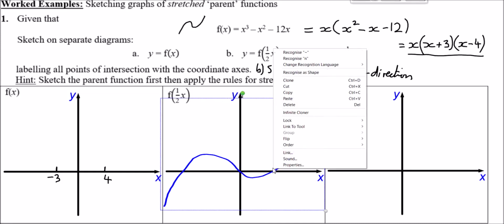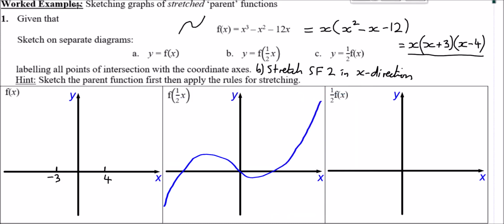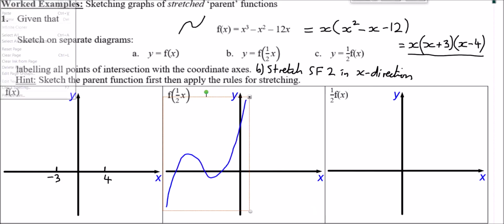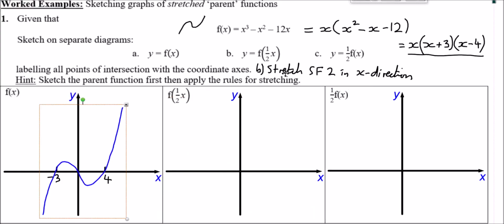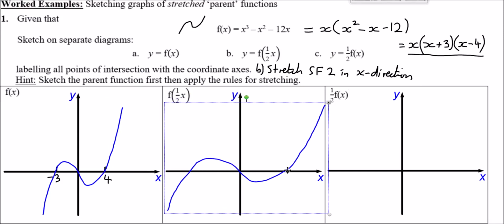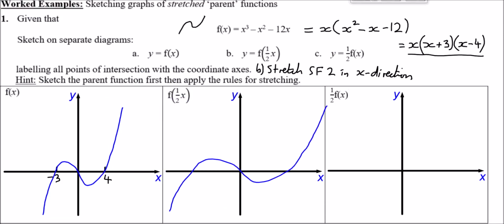And so what I'm going to do here, I'm going to save that one there. I'm going to pop the original back in its place. And I'm going to paste in this into its new place. And so, as I've said, this one here, stretch scale factor 2 in the x direction, and so each x coordinate doubles, so minus 3 will become minus 6, and this 4 will double to become 8.